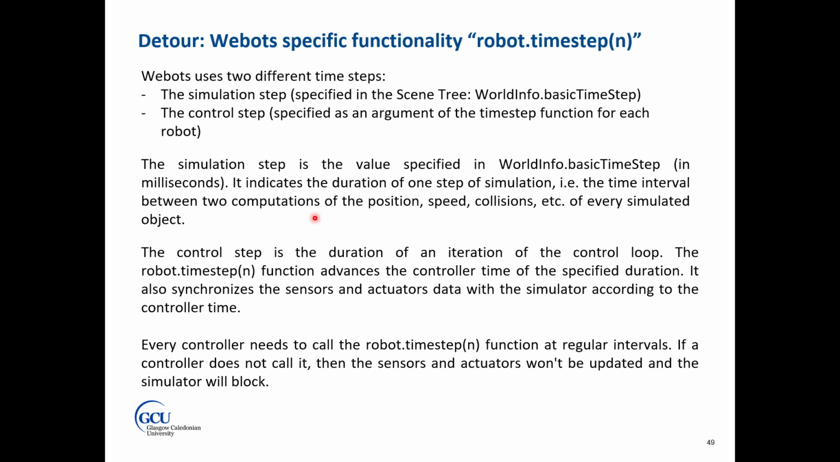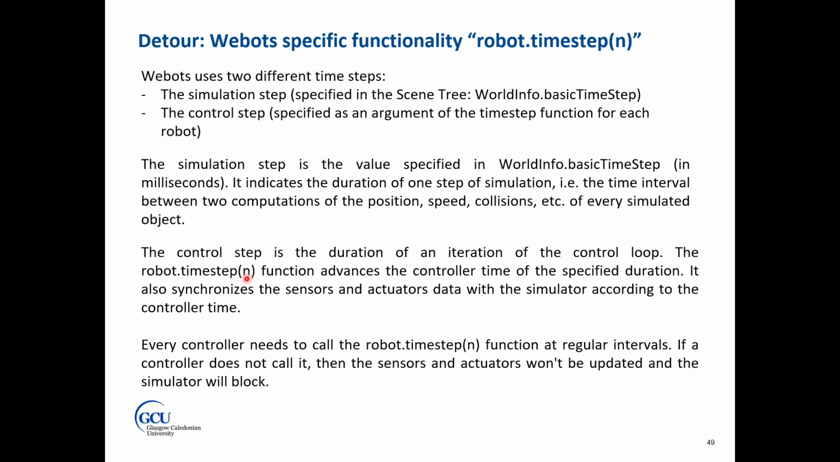For every simulated object, the time step, the simulation step, is going to tell us how much time is going to take between them. The control step is the duration of an iteration of the control loop of a robot, and we use the function robot.timestep(n) to advance the controller time step by a specific duration.